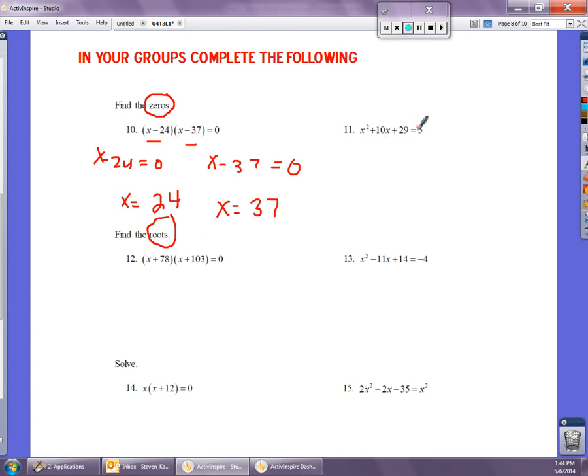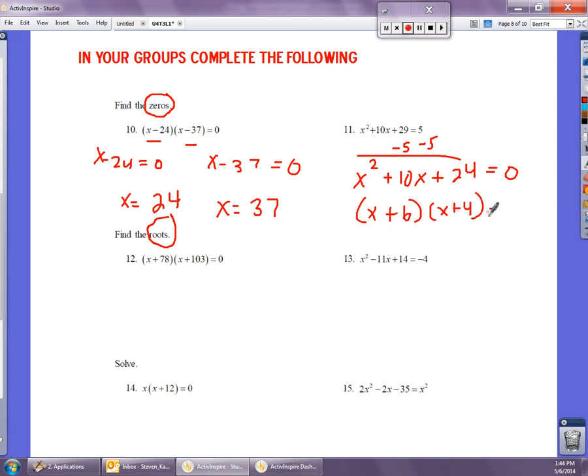Here, it equals 5, so you can't have it equal to 5. You have to move the 5 over so it equals 0. So I can subtract 5 on both sides and combine it with the positive 29. You get x squared plus 10x plus 24 equals 0. Then if I factor this side into x plus 6 times x plus 4, you can now set each of these equal to 0. You get 2 answers: x equals negative 6 and x equals negative 4.